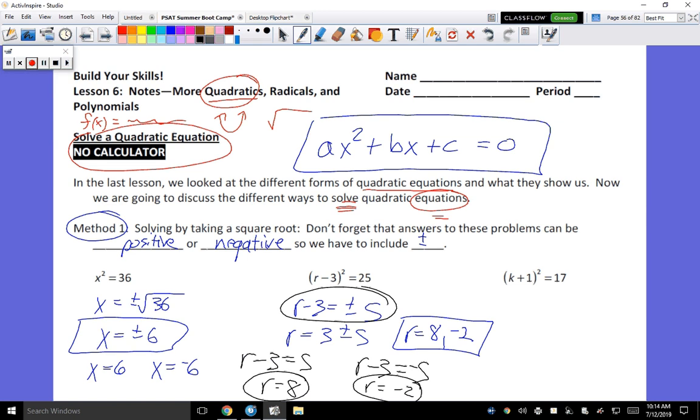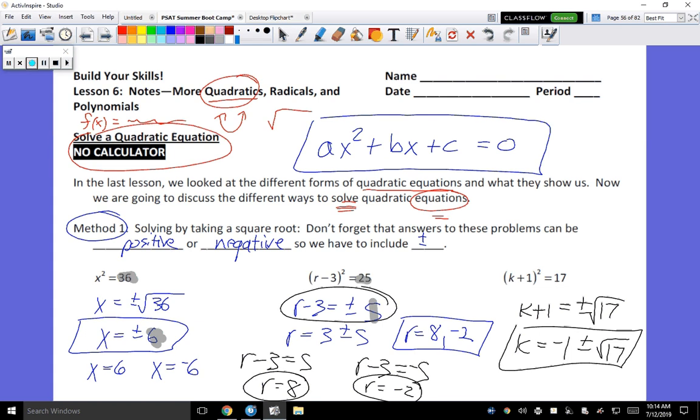Okay? The last one, what do I do? Square root. So it'll be k plus 1 is equal to what? Positive or negative square root of 17. There you go. So this square root of 17 is not a pretty integer like these other ones were, where 5 came from 25 and where 6 came from 36. This one you're going to leave as a root. And whenever you subtract the 1 over, you would get a negative 1, then plus or minus the square root of 17. This is typically the form that you will write with square roots being added and subtracted.